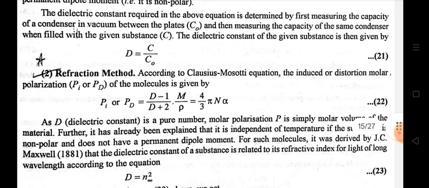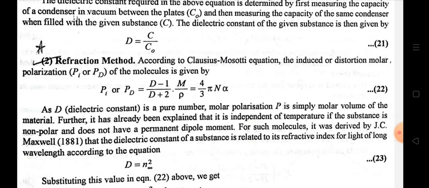Second, refraction method. According to the Clausius-Mossotti equation, the induced or distortion molar polarization Pi or Pd of the molecule is given by Pi or Pd equal to (D minus 1) upon (D plus 2) into M by rho, that is equal to 4 by 3 pi N alpha, that is our equation 22. As D is the dielectric constant, a pure number, molar polarization P is simply molar volume of the material. Further, it has already been explained that it is independent of temperature. The substance is non-polar and does not have a permanent dipole moment.